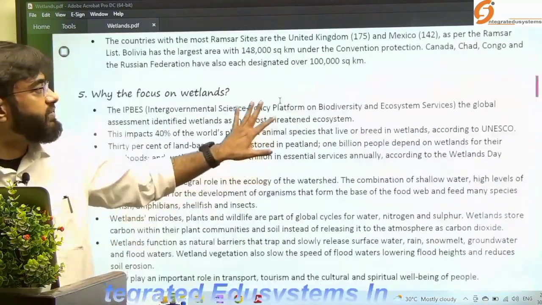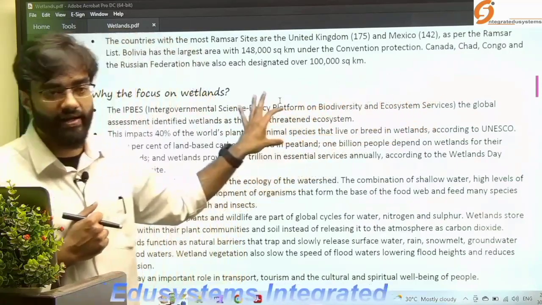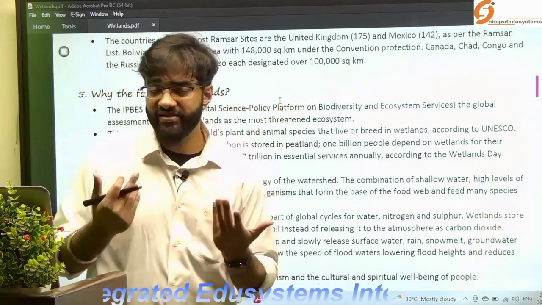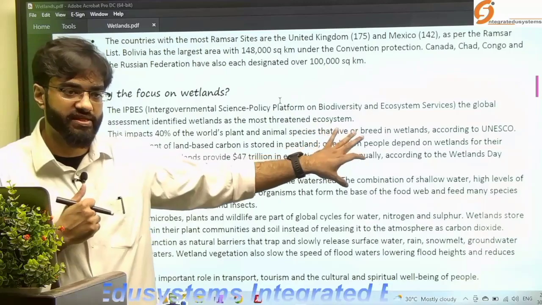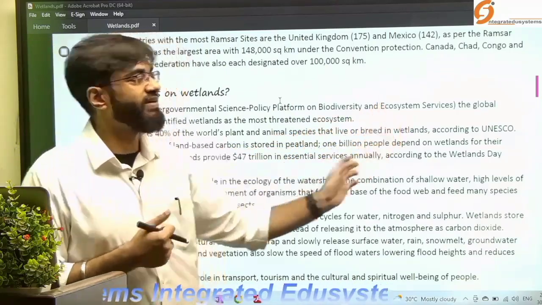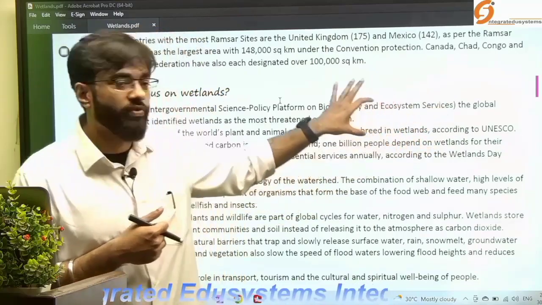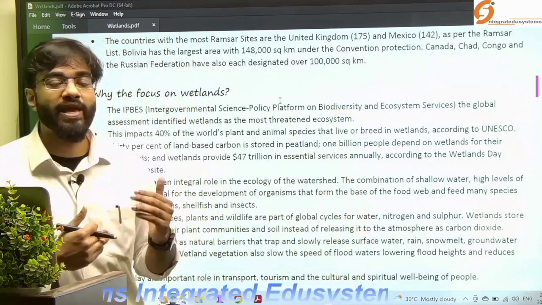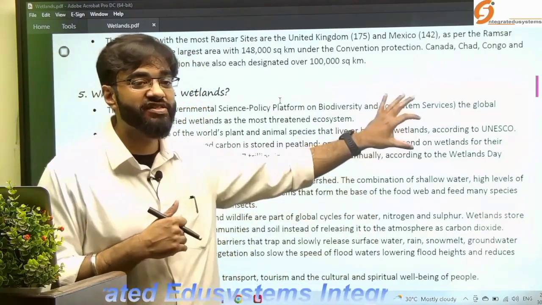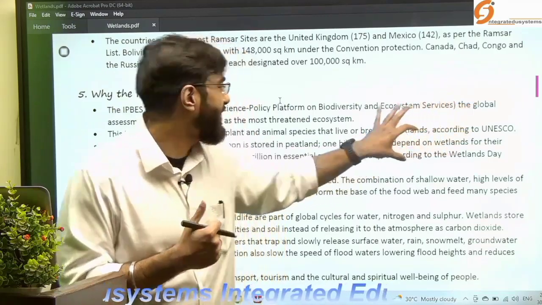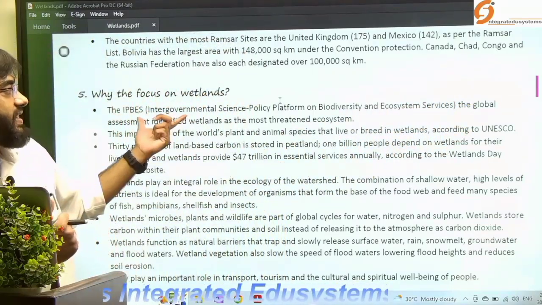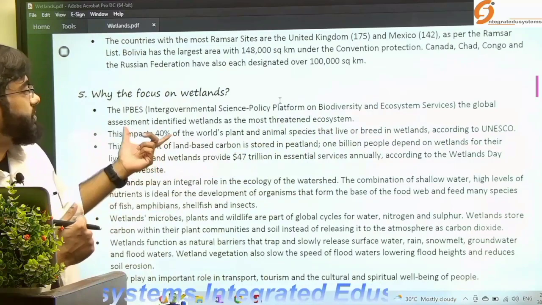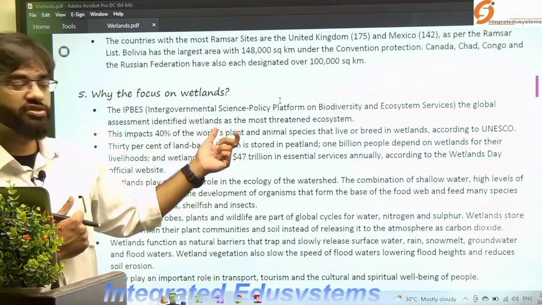So why the focus on wetlands? Now these are some of the data. You have no other option but to write them, because whenever you are writing an answer, whether an essay, GS, or an optional, if you just write that wetlands do this, it has no focus. Organizations have said things, like we continuously keep reading about the IPCC, but we never study the IPCC data. So the IPBES, the Intergovernmental Science-Policy Platform on Biodiversity and Ecosystem Services, identified that wetlands are the most threatened ecosystem.